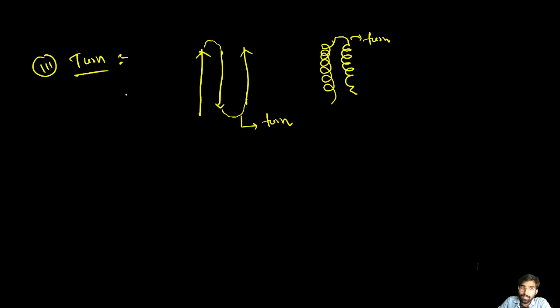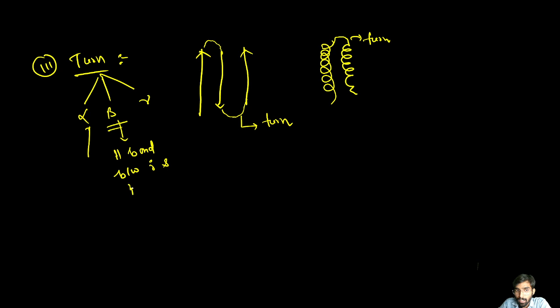So turns can be alpha, beta, gamma. People are generally more interested in the beta turn. In the case of a beta turn, what happens? There is a hydrogen bond between the I and I plus 3 amino acids. Here, 4 amino acids are involved. Suppose this is I plus 1, this is I plus 2, and this is I plus 3. Now the hydrogen bond will be between I and I plus 3. This is the beta turn.